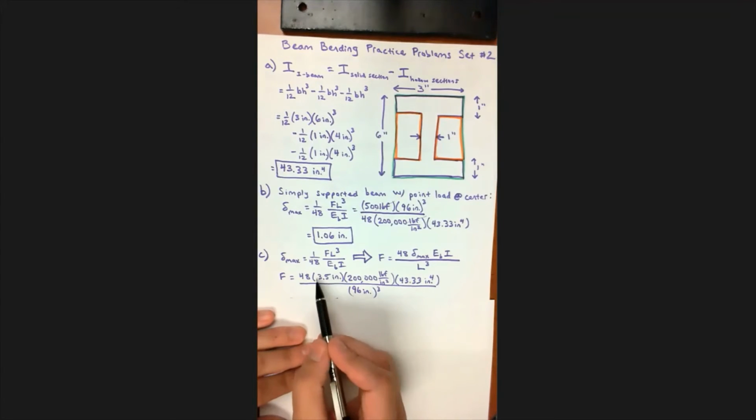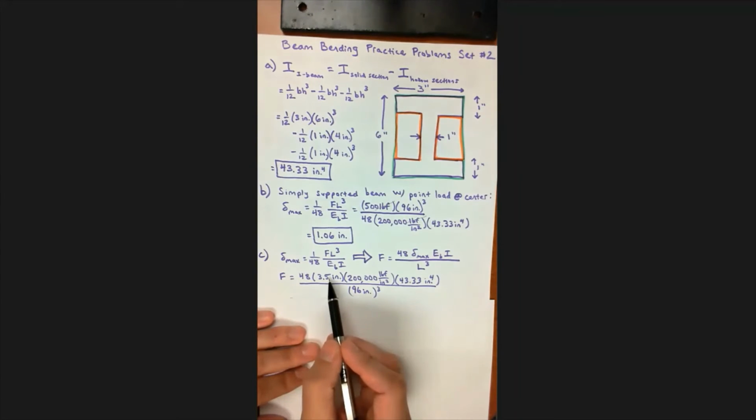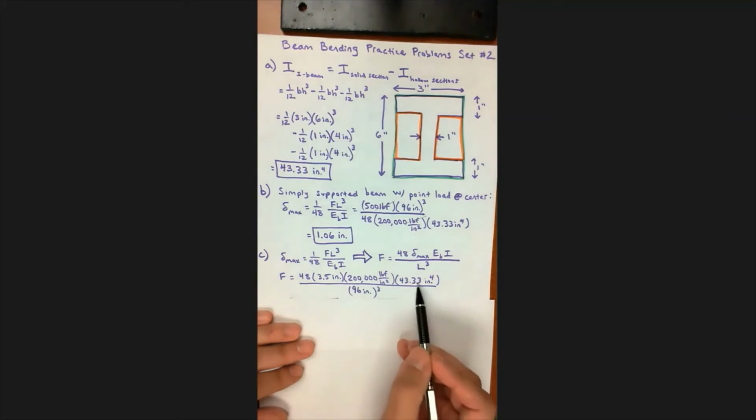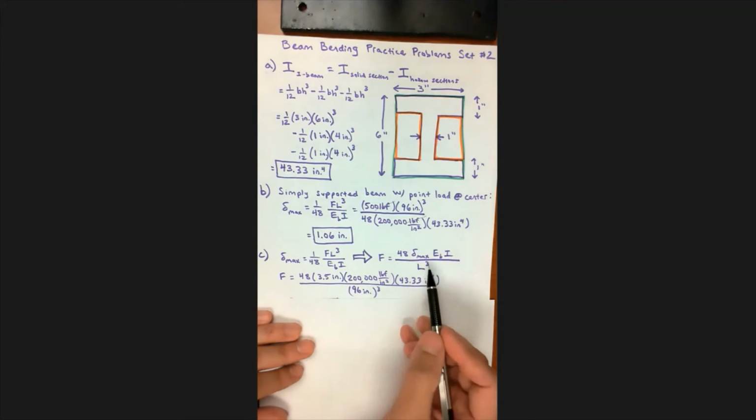This is the deflection. This was from the question. This says the maximum deflection is 3.5 inches. So this is from the question. And this is the flexural modulus that was given. This is the moment of inertia that we calculated. And this is L cubed.